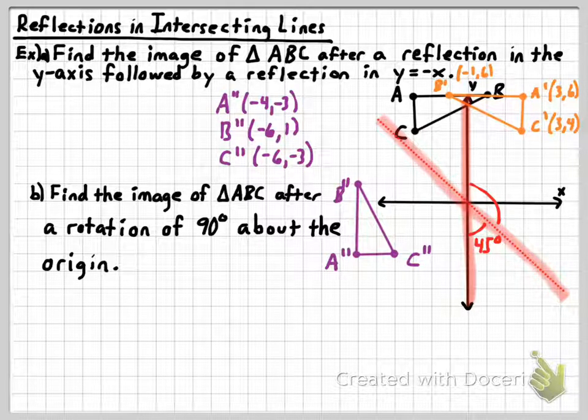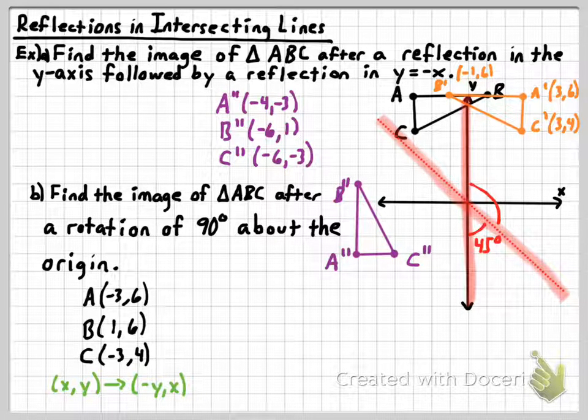Now I'm going to prove that by saying, what if we take the original coordinates for triangle ABC, and we apply the pattern for a 90-degree rotation to them? Well, let's do that. Remember, whenever you do a 90-degree rotation counterclockwise, because that's what our textbook always uses, you always just put the opposite of the y-coordinate first and then the x-coordinate second. So that means that A, after a 90-degree rotation, would go to negative 6, negative 3.